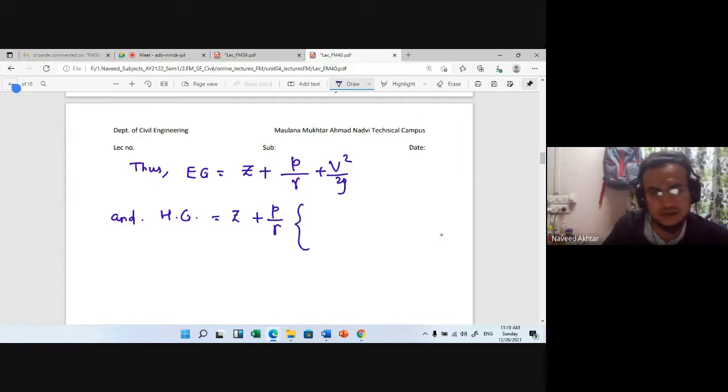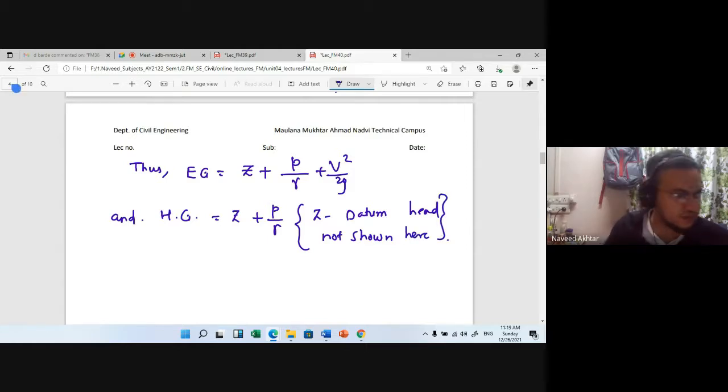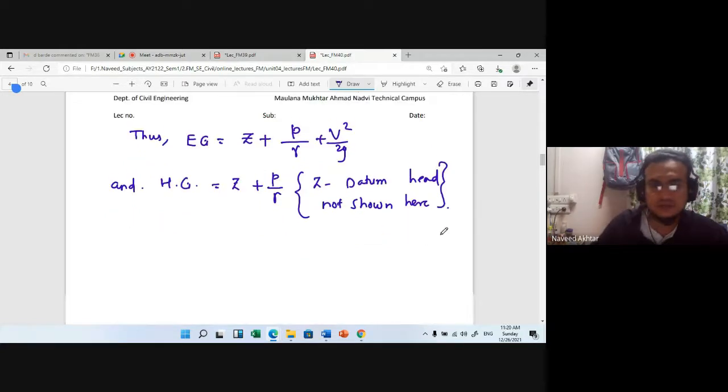Here in the figure, Z is the datum head, not shown. Okay, so this is about the energy gradient line and the hydraulic gradient line. Note that the pressure head in a larger diameter pipe is higher than in a smaller diameter pipe.